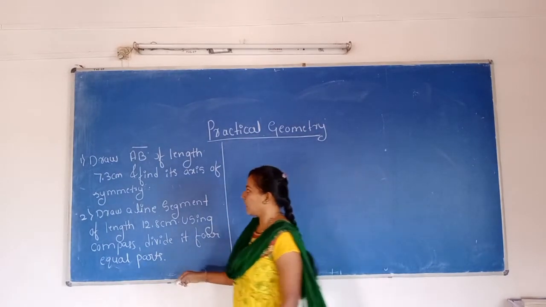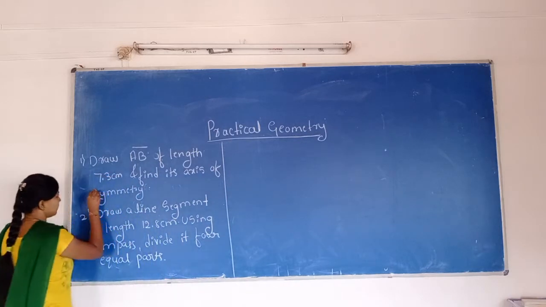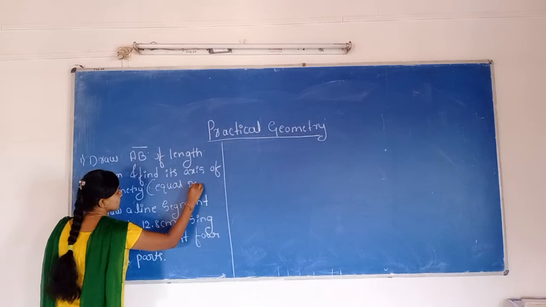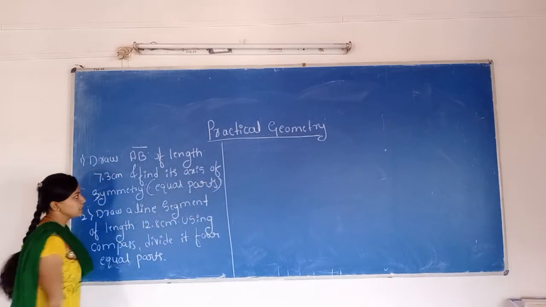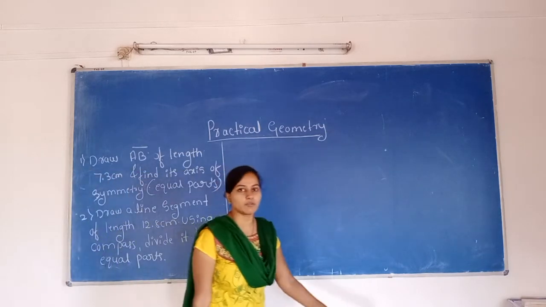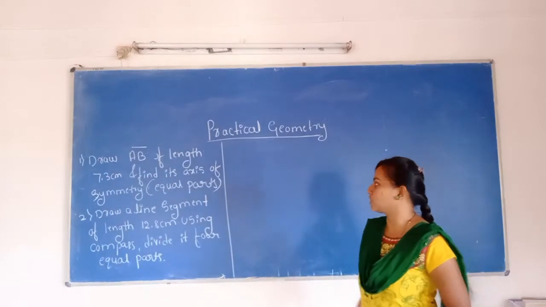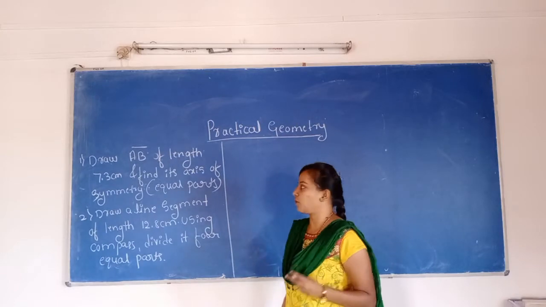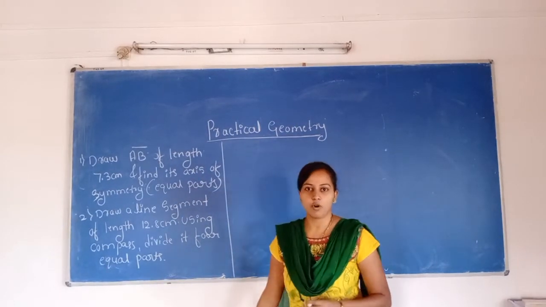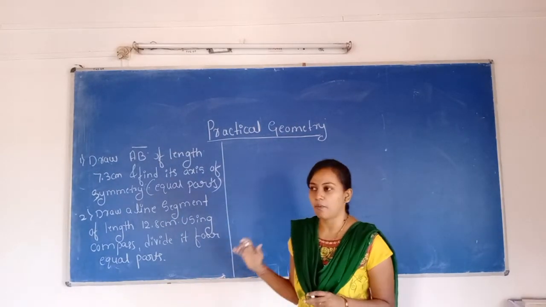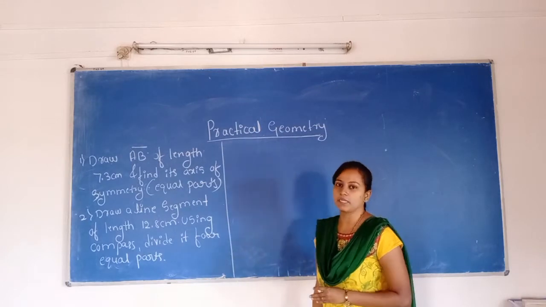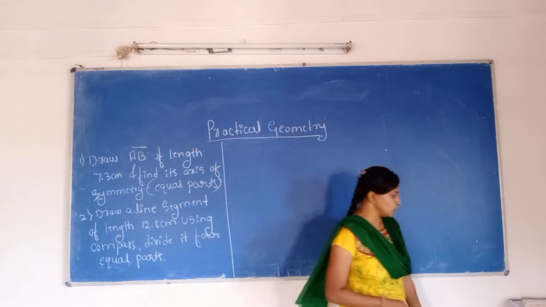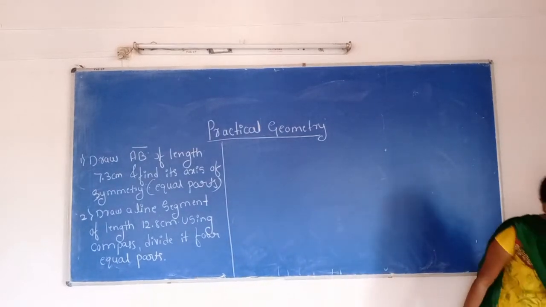axis of symmetry. As you know, what is the meaning of symmetry? Symmetry means equal parts. So first of all, you have to draw AB line segment with the measurement 7.3 centimeters and find its axis of symmetry. First of all, draw the AB line segment. The measurement is 7.3 cm. Draw the AB line segment and identify the symmetry within it using your compass and ruler.